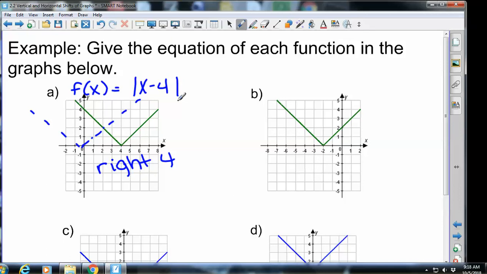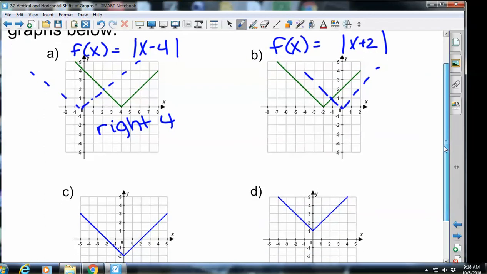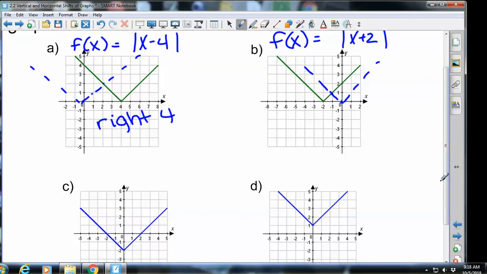Okay, B. Still an absolute value. We know normally our absolute value would look like this. So this took our absolute value left 2. X plus 2 inside our absolute value. Add to X, go left. The inside is X, it does the opposite, so when you add, it moves in the negative direction.